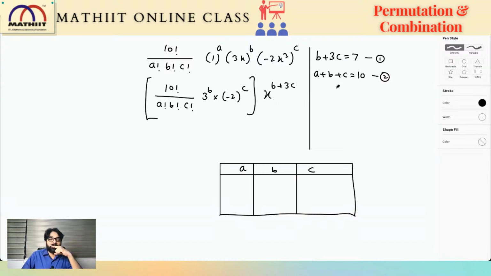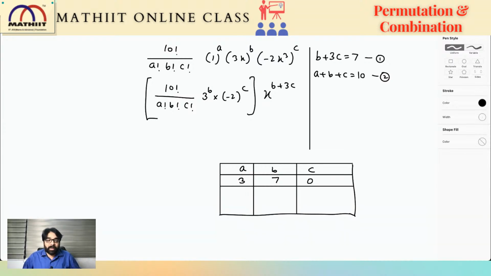First thing I can do is start with any one of the values. It doesn't matter which value you start with, but if you think carefully, it's wise to start with c. Suppose c is 0. Checking with the first equation, if c is 0, then b will be 7. And with b 7, c 0, a will be 3. This is one possible combination. Everybody able to understand this point?